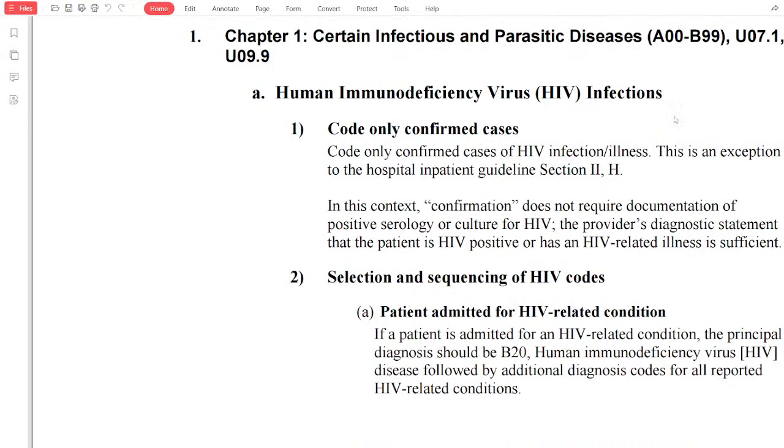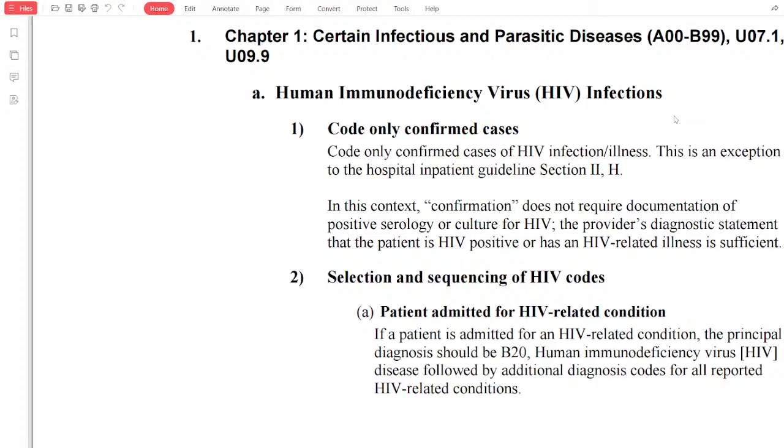In this live, I'm introducing a new chapter-wise guidelines series: ICD-10-CM chapter-wise guidelines. Let us start with the 2025 ICD-10-CM guidelines. First chapter: certain infectious and parasitic diseases, A00 to B99. It is the range of Chapter 1. Let us check the guidelines.